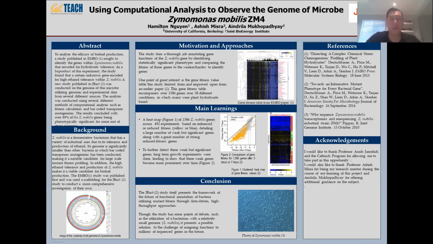Encompassing was using computational analysis to observe the genome of the microbe Zymomonas mobilis. This project was a bit different from traditional projects in the sense that there was no new data that we made. There were no new experiments that we did to make new data. Instead, we used data from two separate studies.